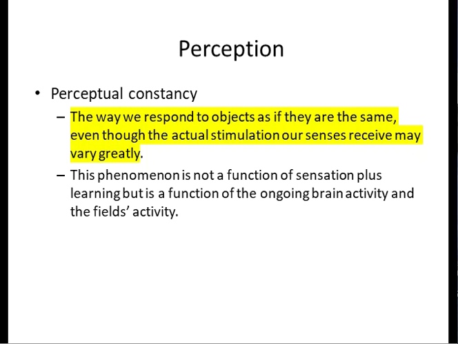So when we're on the beach and someone's playing around with a big beach ball, one of those huge plastic balls, the idea is that as the ball goes further away from you, as people toss it about, the image of the ball on your retina will change its size. But we do not believe the object itself is changing its size, even though our retina size of the image will indeed change. This phenomenon is not a function of sensation plus learning, but is a function of the ongoing brain activity and the field's activity. So we sort of know that even though the retina image may change, the object itself does not change.